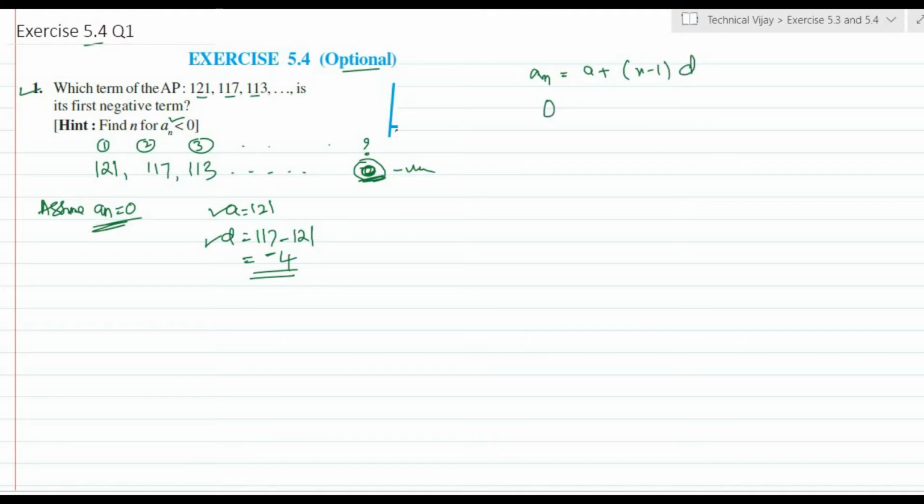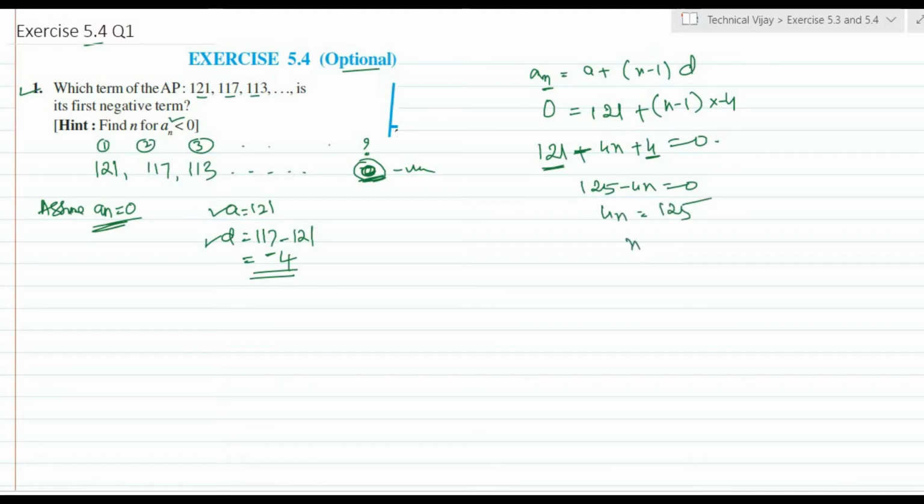Okay, an we will assume as 0, because the negative terms start after this 0 only. So here a means 121, plus n is what we have to calculate, d is equal to minus 4. 121 plus of minus 4 into (n minus 1) means minus 4n plus 4 is equal to 0. 121 plus 4 is equal to 125. So 125 minus 4n is equal to 0. So 4n is equal to 125. Okay, so n is equal to 125 divided by 4.